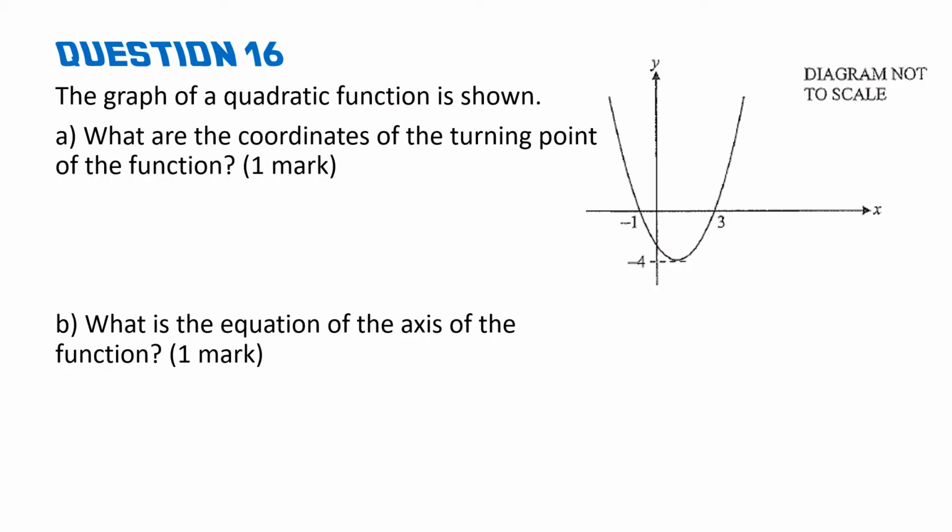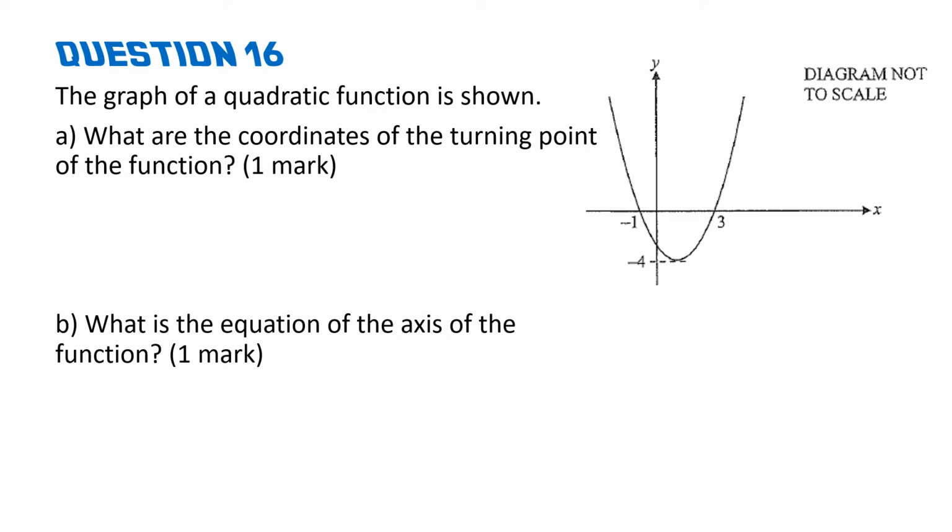So question 16, here we've got the graph of a quadratic function, and we want to find out what are the coordinates of the turning point of that function. So we can see from the y-axis that our parabola, our quadratic graph, comes down to -4. So that's going to be our y-coordinate. Our y-coordinate will be -4. So we want to find out now, what is our x-coordinate going to be?